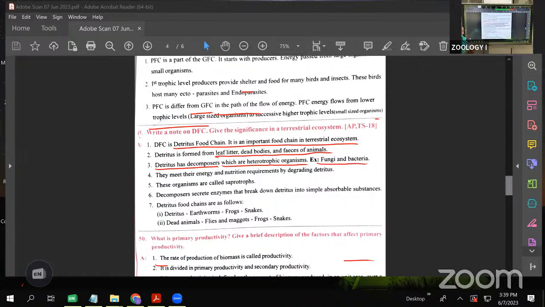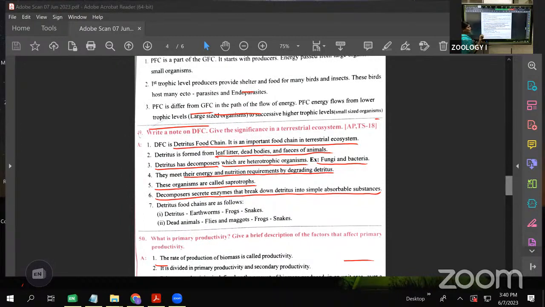Next, they meet their energy and nutrition requirements by degrading the detritus. The detritus is degraded by these decomposers. Clear? These organisms are called saprotrophs. Decomposers secrete enzymes that break down the detritus into simple and absorbable substances. Actually, decomposers make it into a suitable, absorbable simple form.